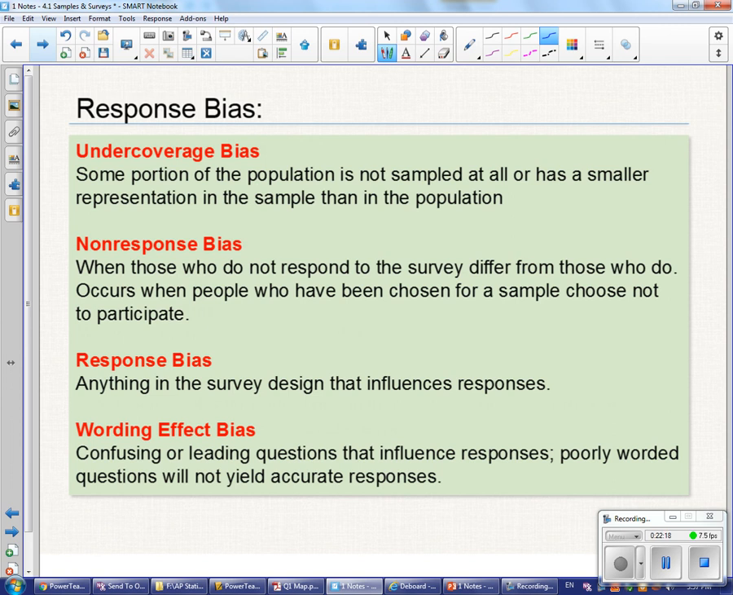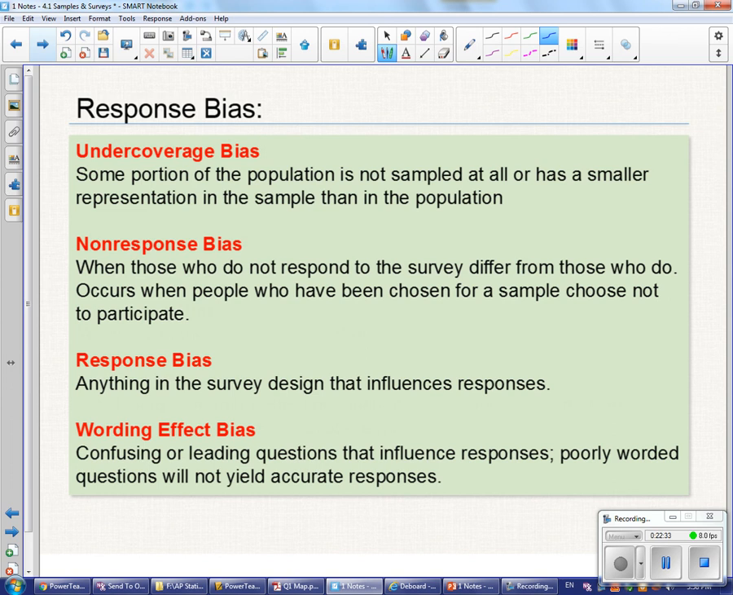Other types of response bias could include just my presence. I'm of course drawing a blank, but we'll look at a lot of examples where you'll be able to identify the response bias. Wording effect bias.